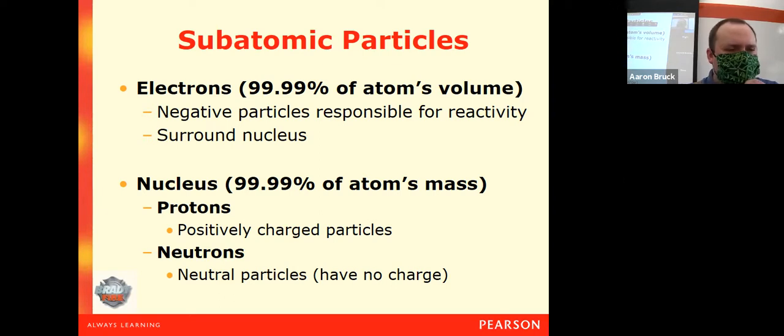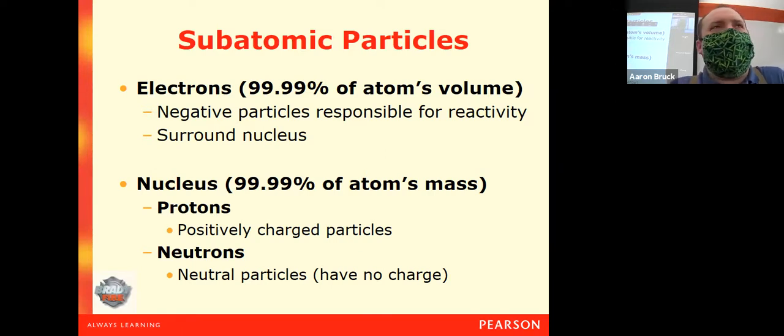Those electrons effectively surround the nucleus. They are all around it, and they are moving in kind of a constant random motion. They are not moving in a circular kind of fashion like you've grown to believe based upon popular media. The nucleus, on the other hand, while the electrons make up 99.99% of the volume of the atom, they make up virtually none of the atom's mass.